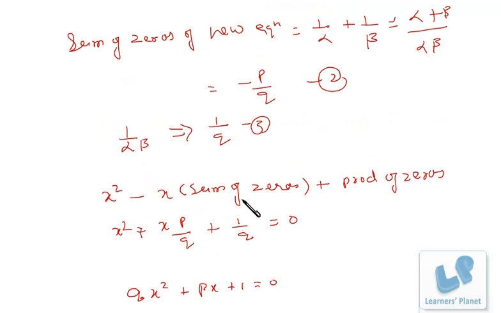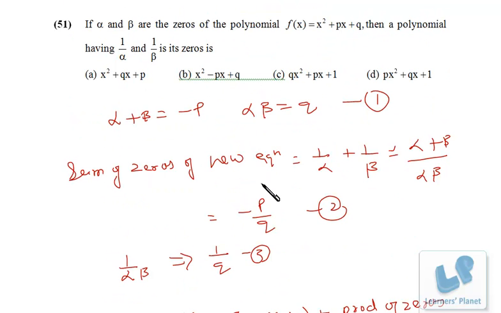So this is how we can solve this sum. Getting my point? Alpha plus beta is given to you as minus p from this equation or from this polynomial. Secondly, alpha beta is q. Now the sum of the zeros of the new equation. Here we are asked about a polynomial. Doesn't matter, you can make an equation or a polynomial. If the polynomial is equal to 0, it is converted to an equation. So maybe it's a polynomial, maybe it's an equation.